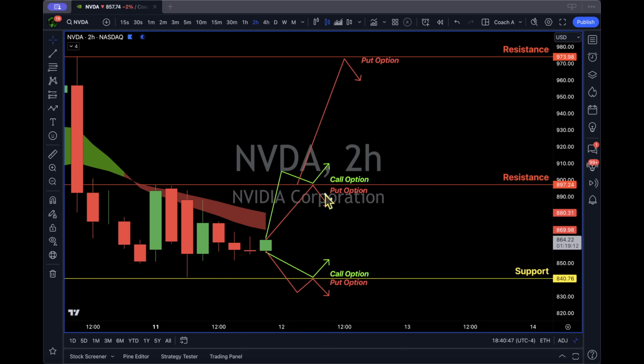If I see we reject and start going down, put option. If I see that we go past it, I'm looking for a bounce off that resistance line. And then if I see a move up, I'm buying a call option. If we make it up to the original biggest high it had, okay, I'm looking for the same thing, guys. I'm looking for resistance. If we head down, put option for me.